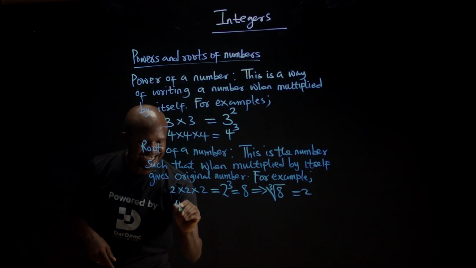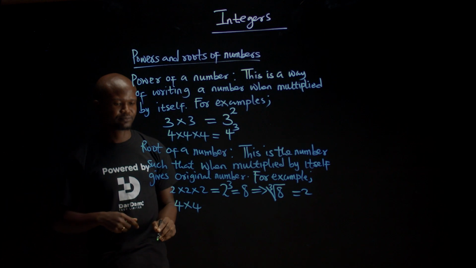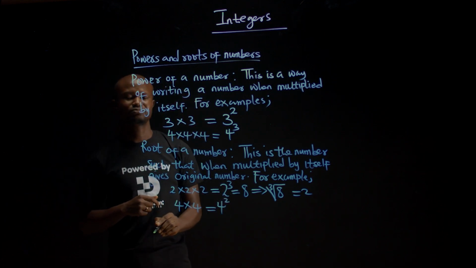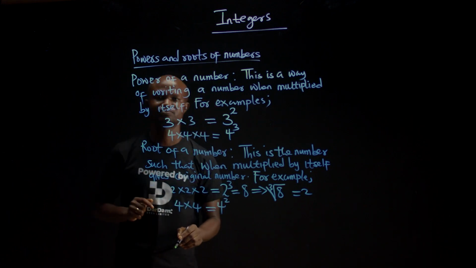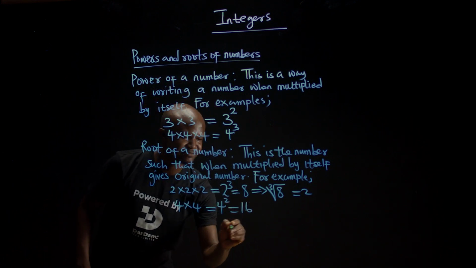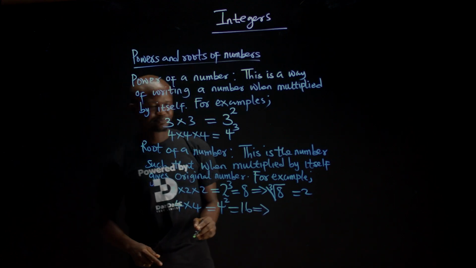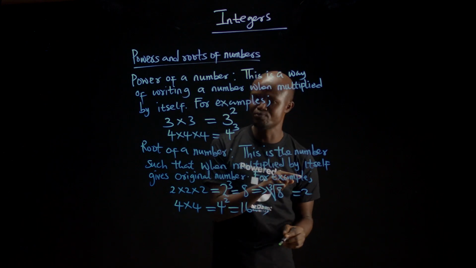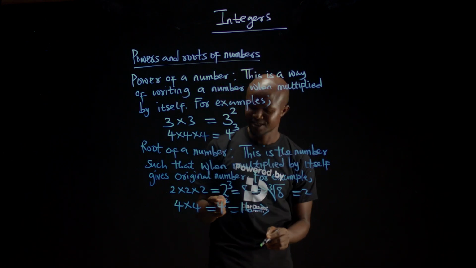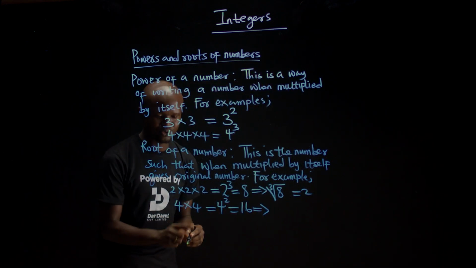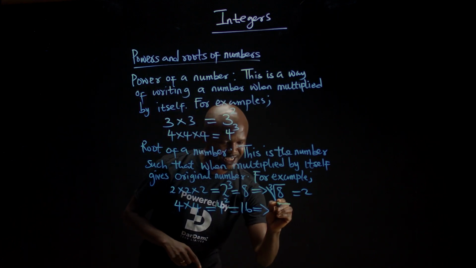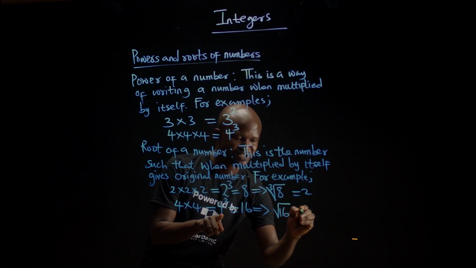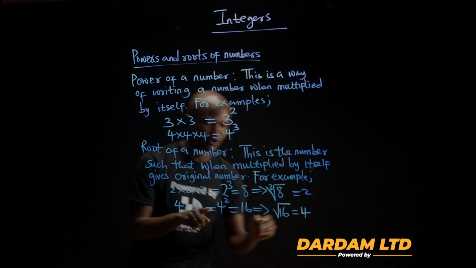I can have 4 times 4. Is the same thing as what? 4 raised to the power of 2. Because we have 1, 2. Now this is the same thing as 16. Now, if you observe from the first example, 1, 2, 3, it deals with cube root raised to the power of 3. Now, 1, 2, that is square root. So it means that square root of 16 will give us this number, which is like the base, which is equal to 4.